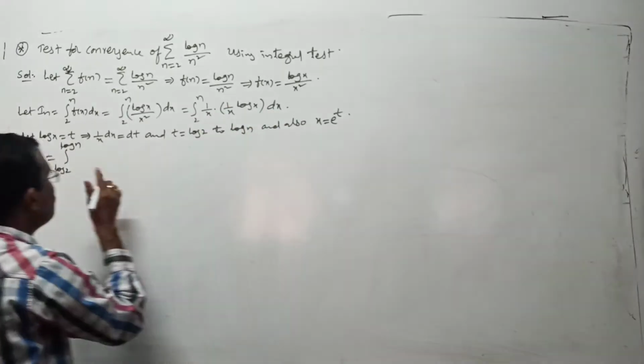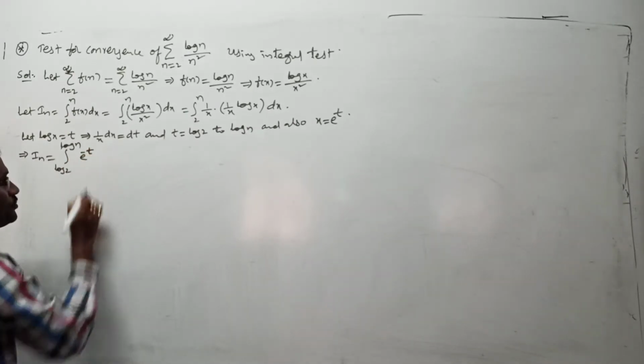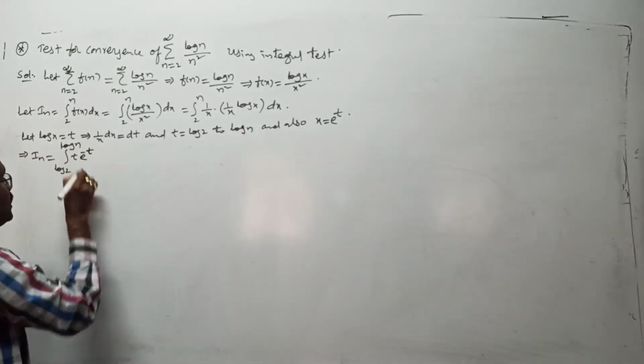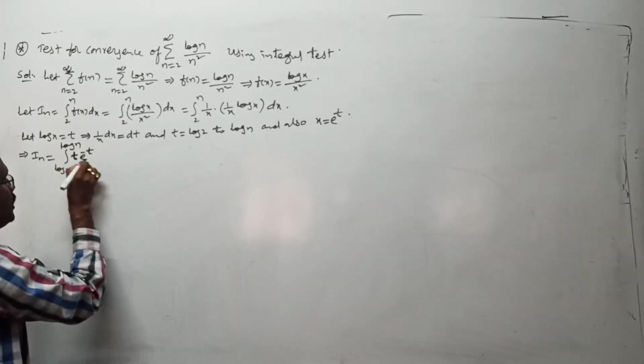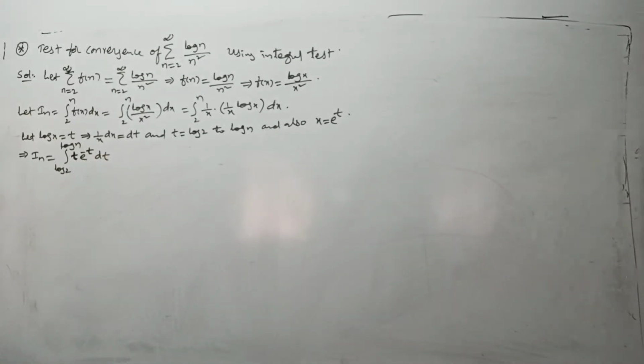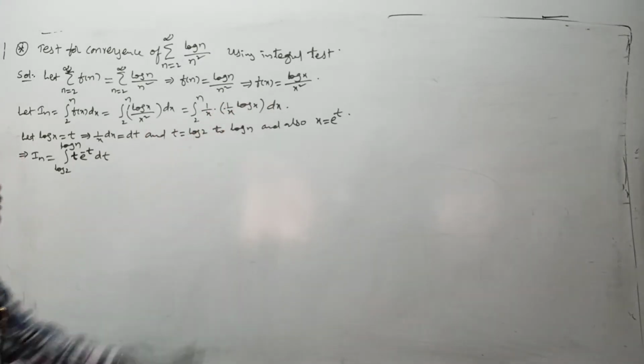E power t, it is 1 by e power t. Is it e power minus t or not? Directly I am writing e power minus t, and x is what? t. I am writing t here for my convenience. t e power t into dt. Any problem? Directly I did. This is t e power t into dt, right?